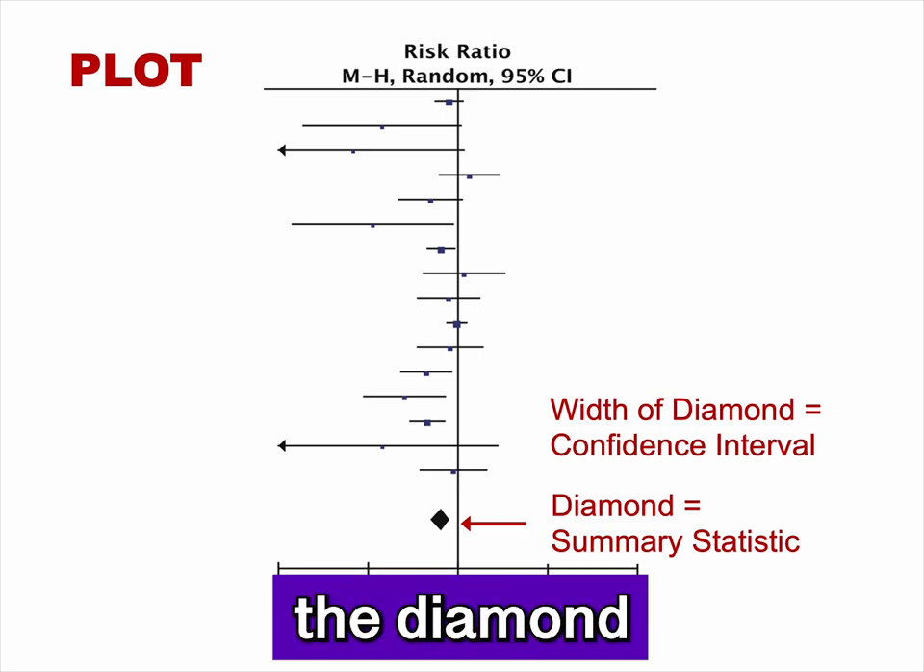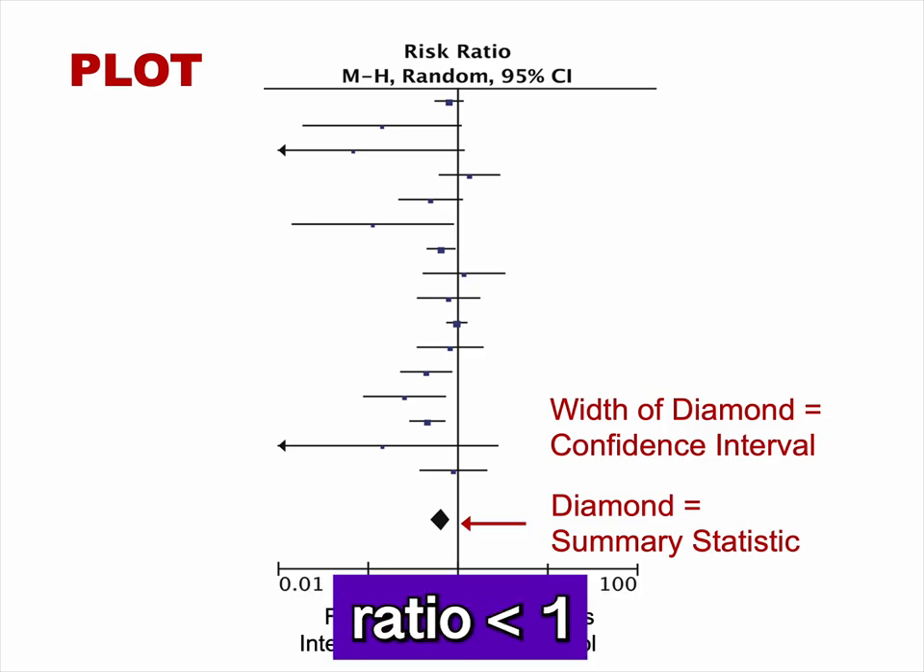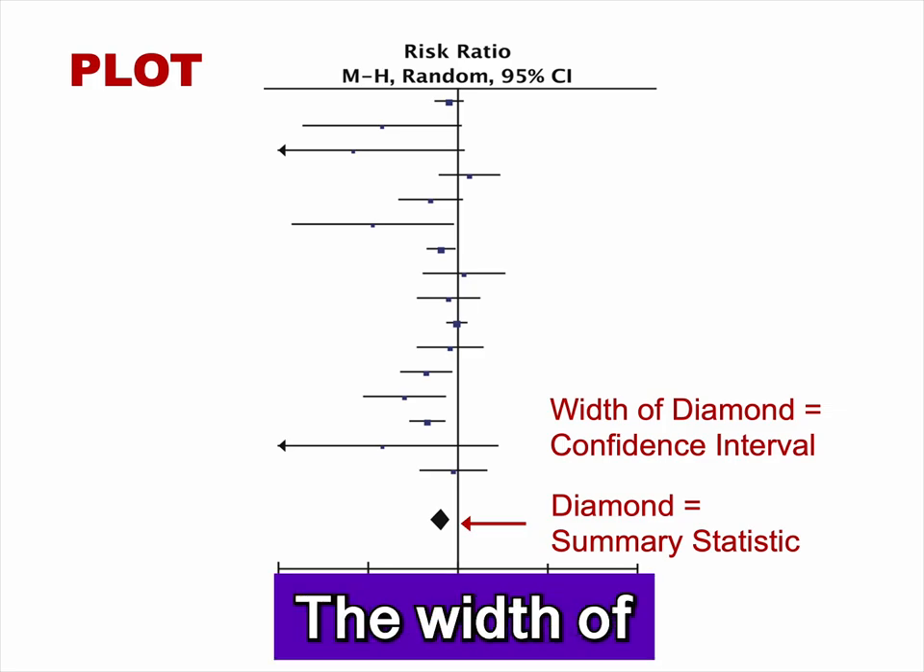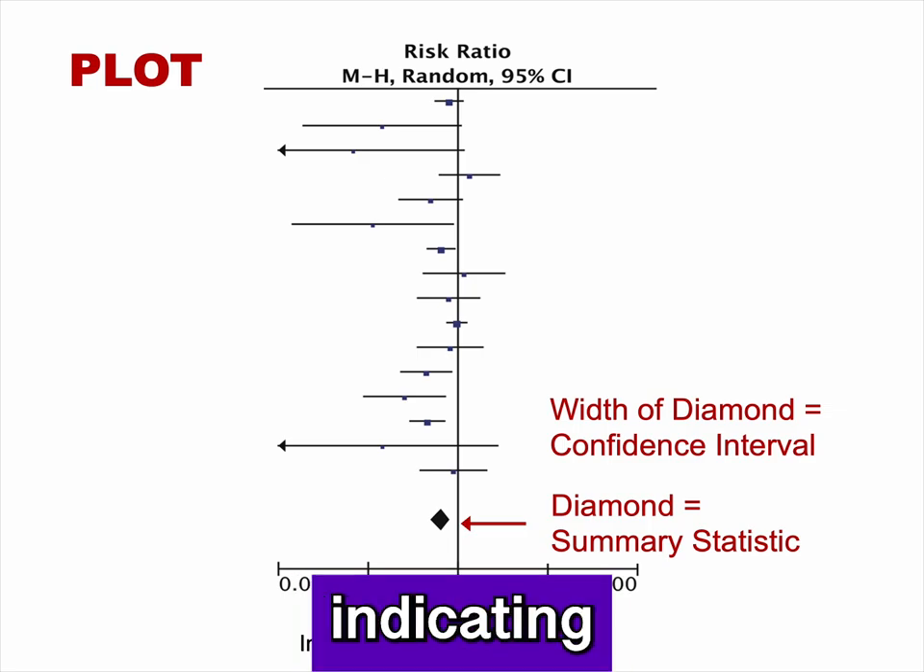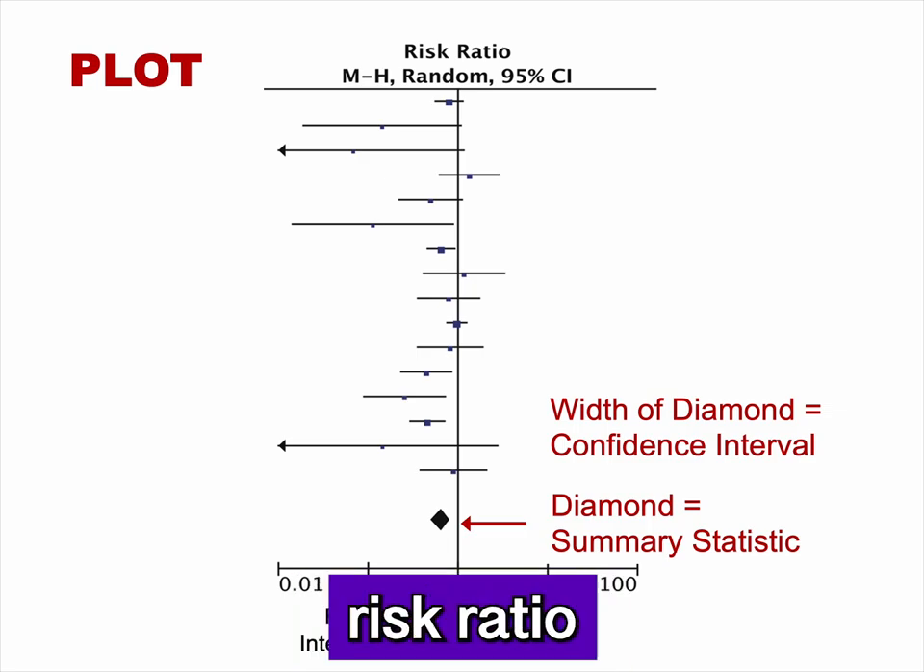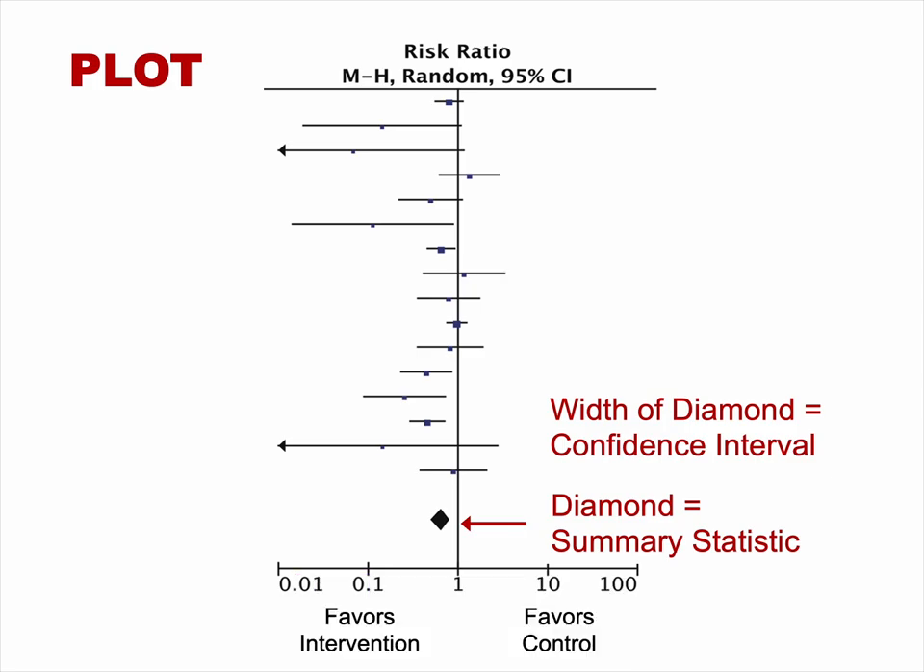In this example, the diamond corresponds to a risk ratio less than 1 favoring the intervention. The width of the diamond does not cross the line of no difference, the y-axis, indicating that the summary statistic risk ratio is statistically significant.